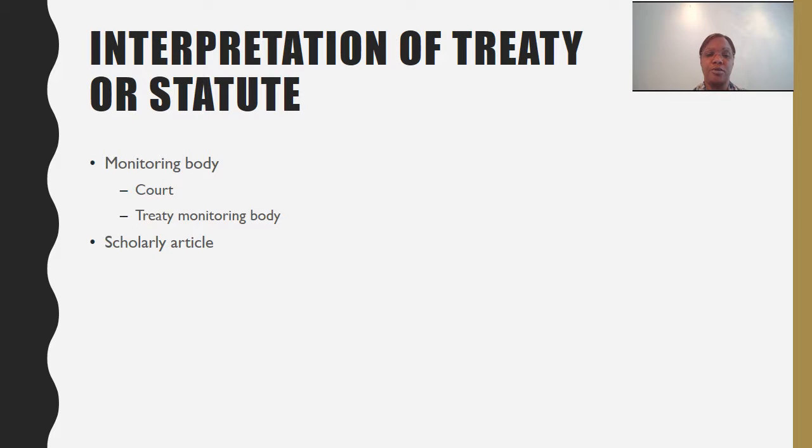When you interpret a treaty or a statute, of course, that interpretation can be done by a body that is designated inside the treaty to monitor the state parties and their responsibilities. In the case of human rights treaties, this is done by a treaty monitoring body, and often these treaty monitoring bodies will issue a general comment about a section in the treaty.